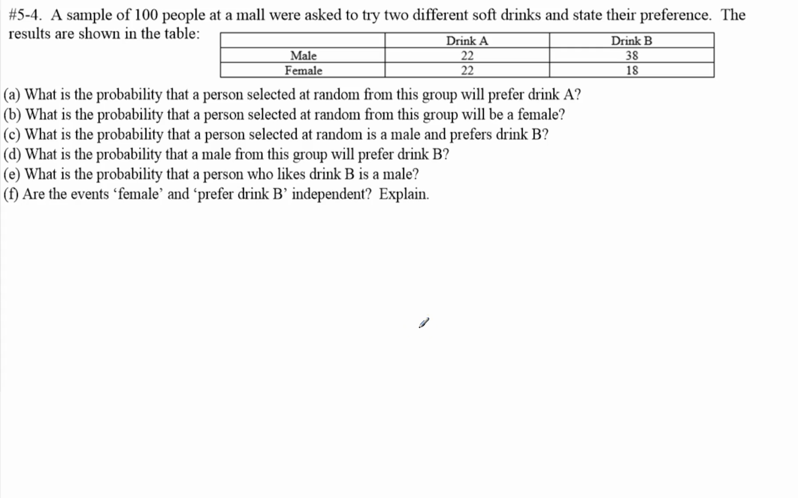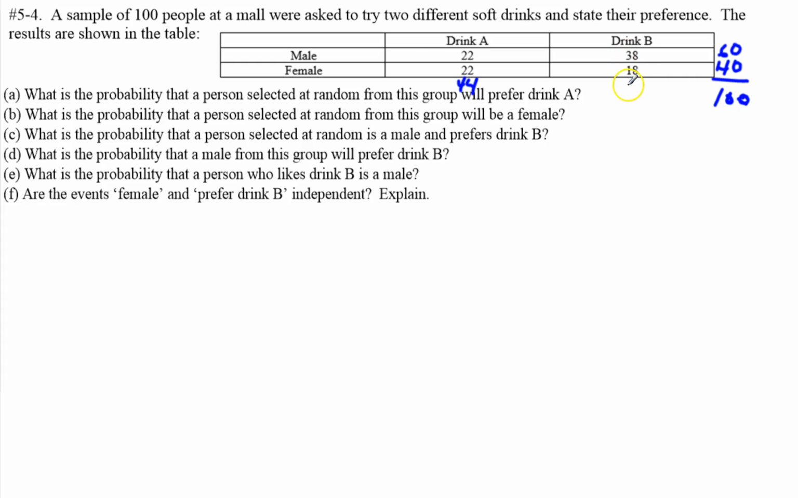Okay, so when I solve this problem, the first thing I would do is go ahead and add up the totals and the margins here. What's the total number of males and females? So that would be, let's see, 22 plus 38. That's going to be a total of 60 males. And there's 22 plus 18, which is 40 females. So there's a total of 100 people in the sample, which we know because it said that in the problem. That's a 100 there. Okay, and then as far as drink A, a total of 44 people preferred drink A and a total of 56 people.